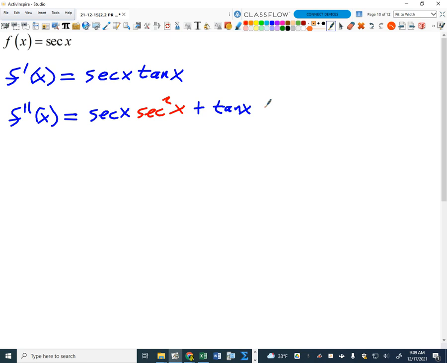Would it be secant x tan x? There you go, secant x tangent x, right? Okay. And so if we clean that up, what do we get? Secant cubed x plus secant x tangent squared x. Okay, good. Could we rewrite that in a better way, maybe?